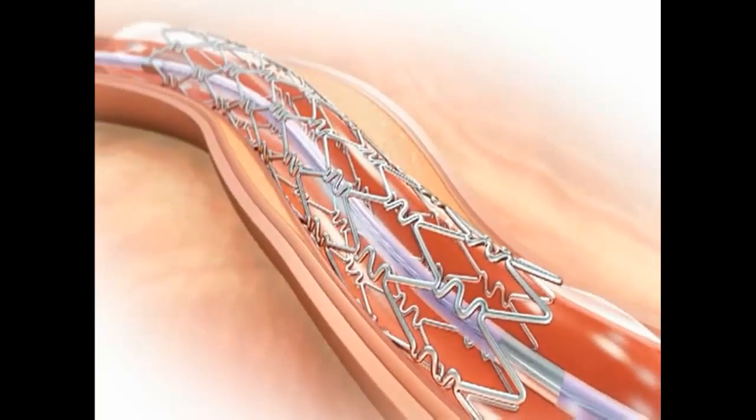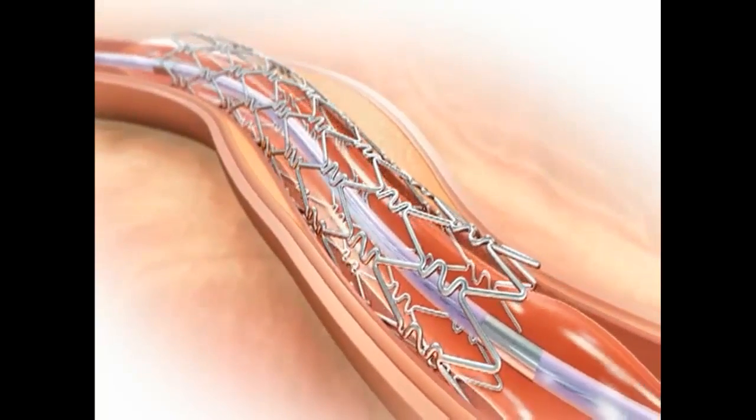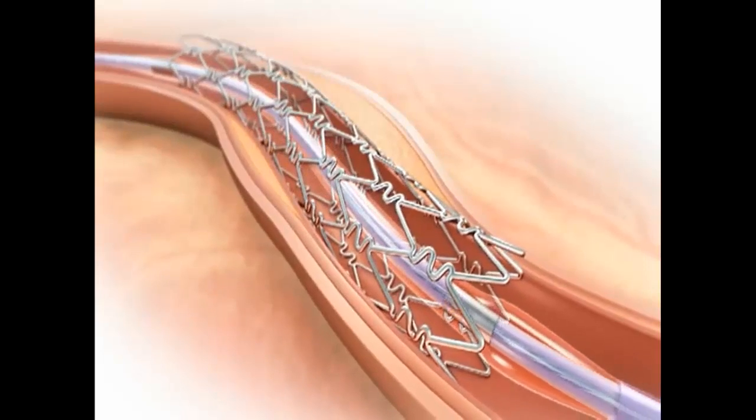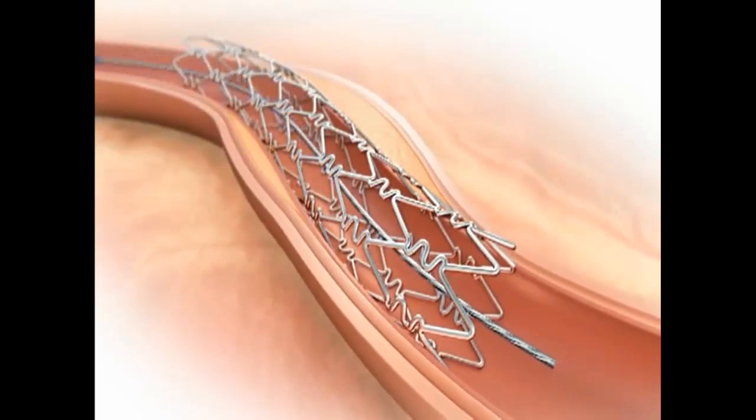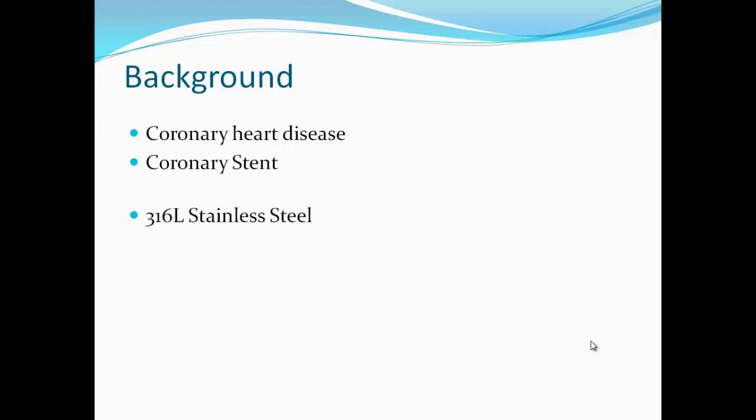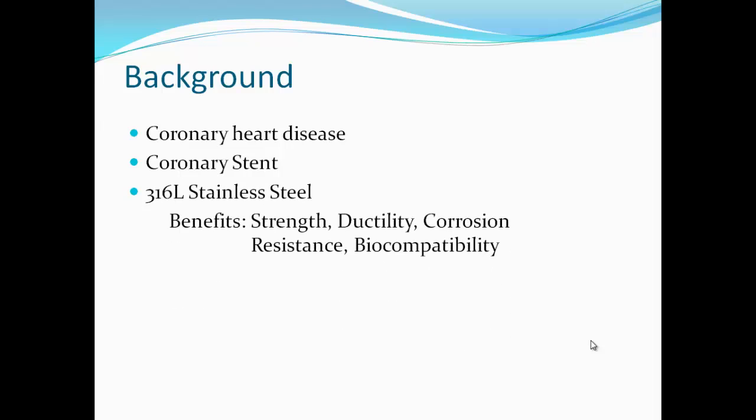Since the stent will remain in the patient's artery, the material used is limited. From all possible materials, 316L stainless steel seems to offer an ideal solution for coronary stent because the austenitic structure in the material shows strength and ductility combined with corrosion resistance and satisfactory biocompatibility.